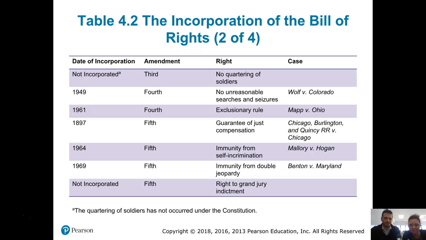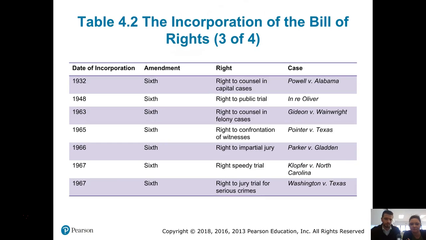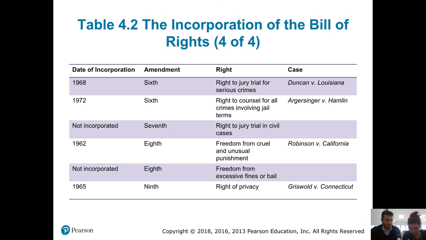Fourth and Fifth, all incorporated except for a part of the Fifth Amendment. The right to a grand jury indictment has never been incorporated. And all of the Sixth, not the Seventh. The Seventh Amendment is a lot like the Sixth Amendment, but it's a civil trial, not a criminal trial. That's never been incorporated. And the Eighth Amendment, part of it, excessive fines and bail, has never been incorporated, but that's not to say that it couldn't be. I guess the states have never really violated that.